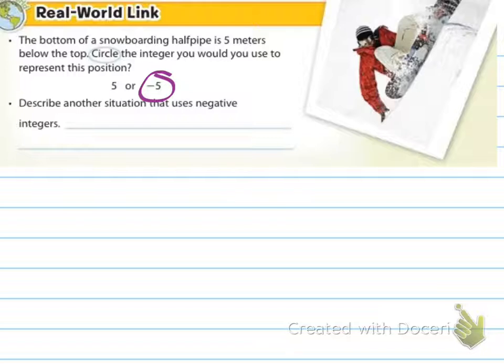Describe another situation that uses negative numbers, or negative integers, I should say. Different examples would include when we're talking about temperature, because we can go below 0. Not that that happens here in Florida, but it happens somewhere. Also, below sea level, when they're talking about going underwater, or they're talking about volcanoes above sea level. So those are some examples where we'd have some negative numbers.